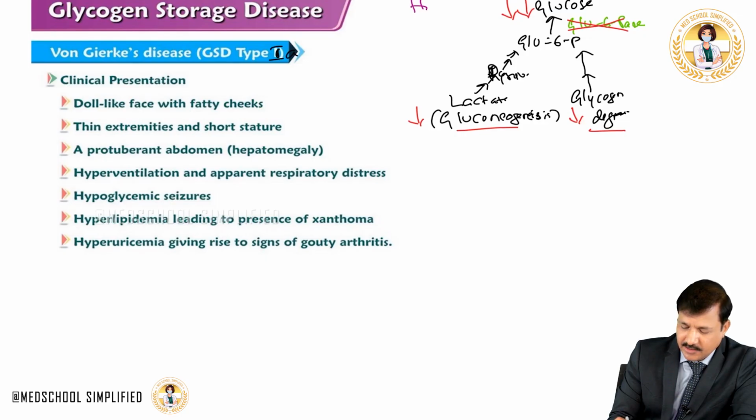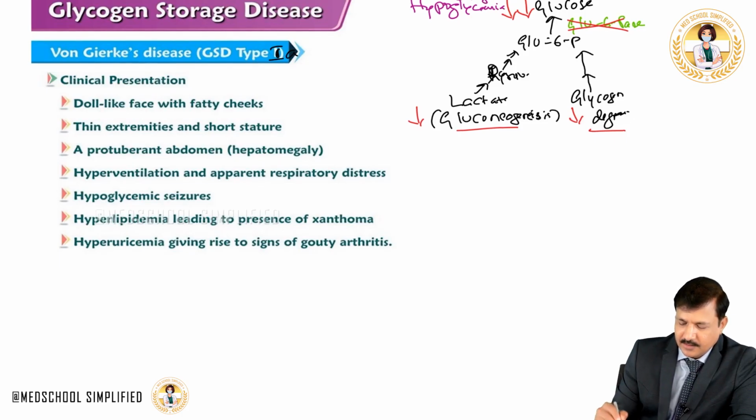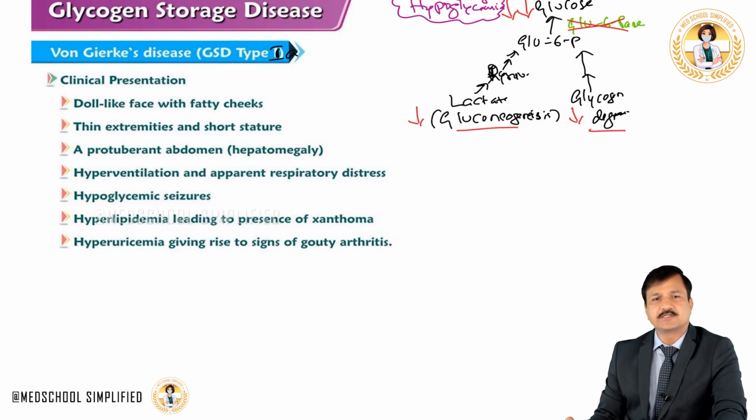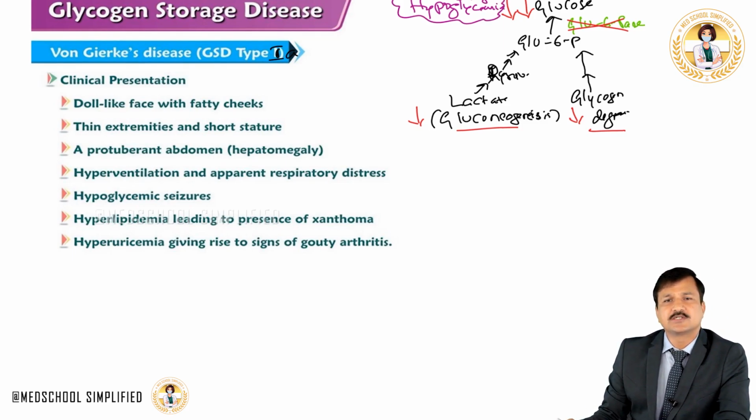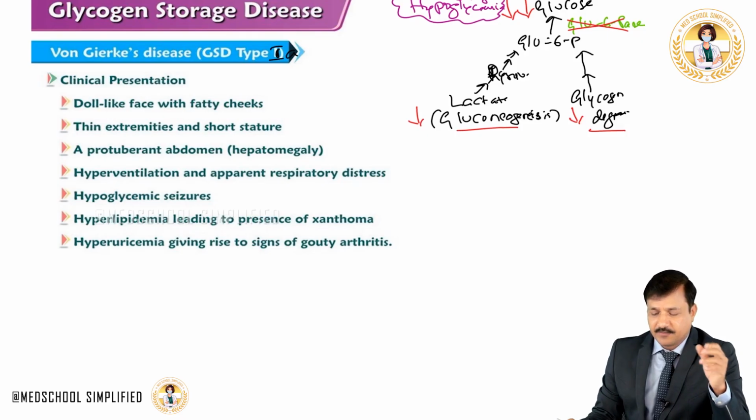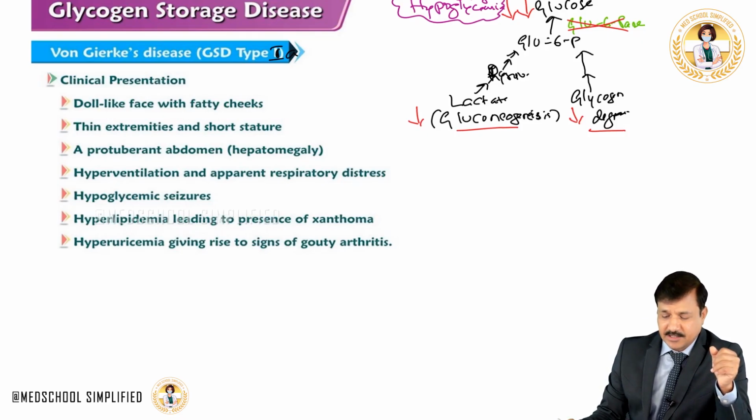So let's write it down now. Hypoglycemia. So the patient will have fasting hypoglycemia. That is one of the signs we see in Von Gierke disease, or any glycogen storage disease type 1, which is further classified into 1A, 1B, 1C, 1D. All of them show fasting hypoglycemia.